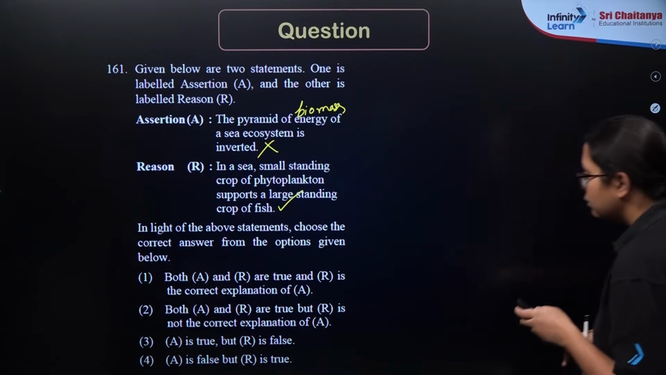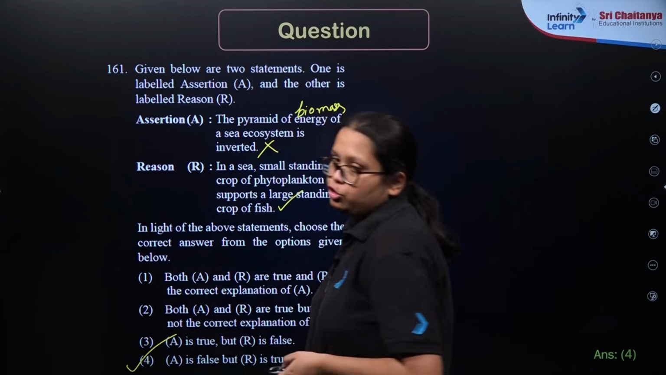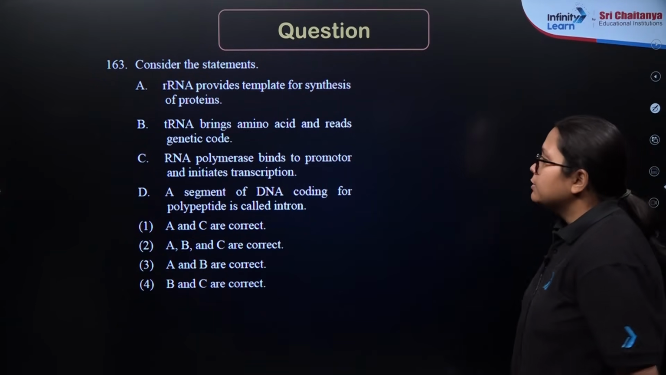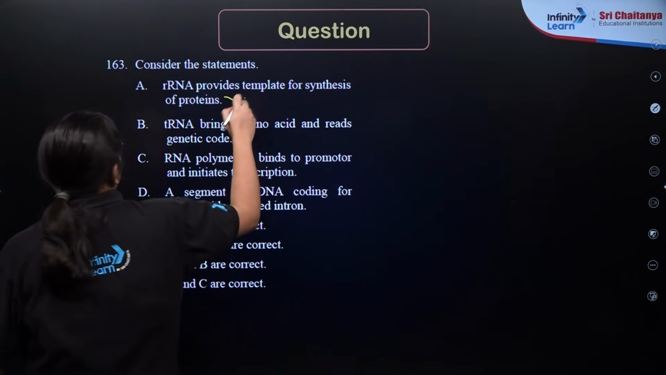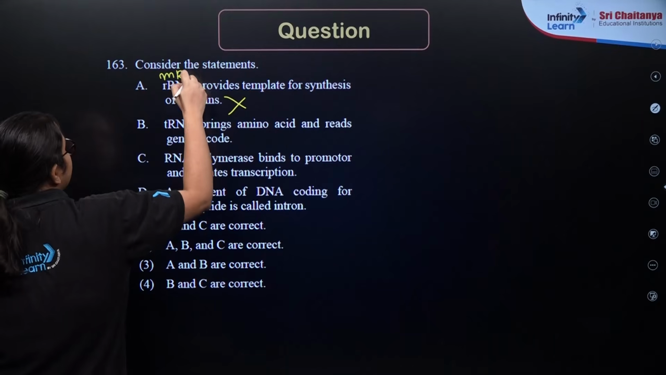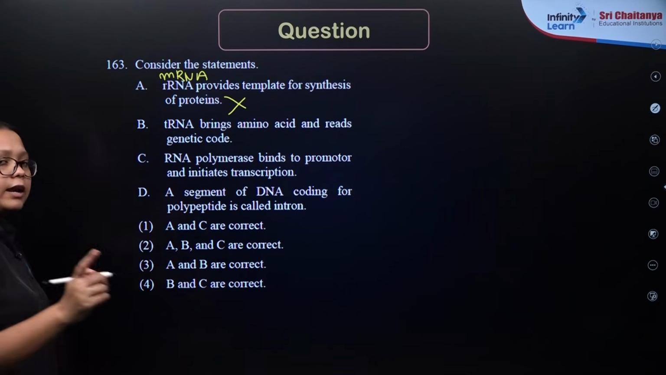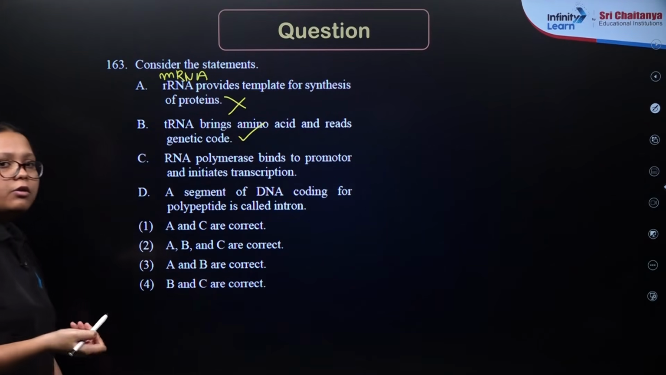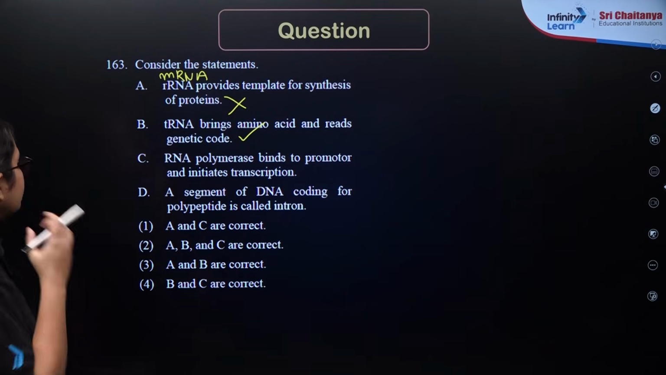Okay, so here what is your answer? Fourth, A is false but R is true. Next question. So here some statements are being given. A, first statement, is saying RNA provides template for synthesis of protein. rRNA? mRNA. mRNA will give you the template for protein synthesis. Second one, tRNA brings amino acid and reads genetic code. Yes, tRNA is the one adapter molecule which will bring the amino acid and will also read the mRNA template.